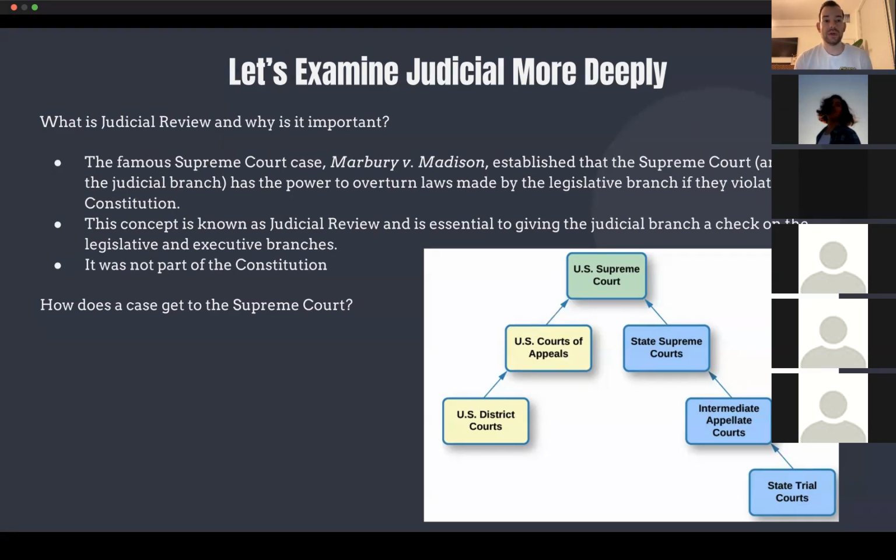Someone who is caught drunk driving, for instance, that is usually a state law. And so they'd be in state court and they have to appeal all the way up through state courts.